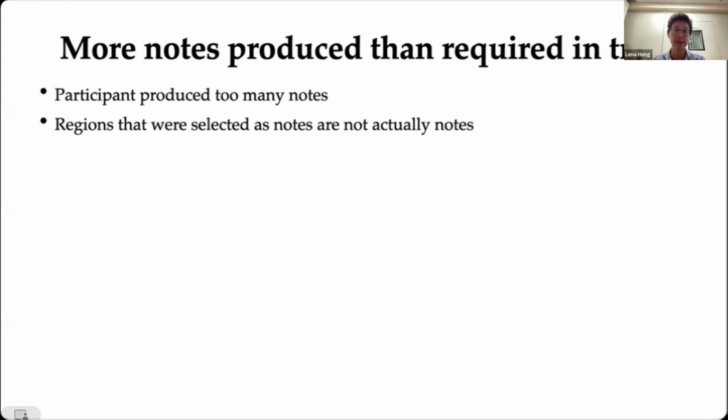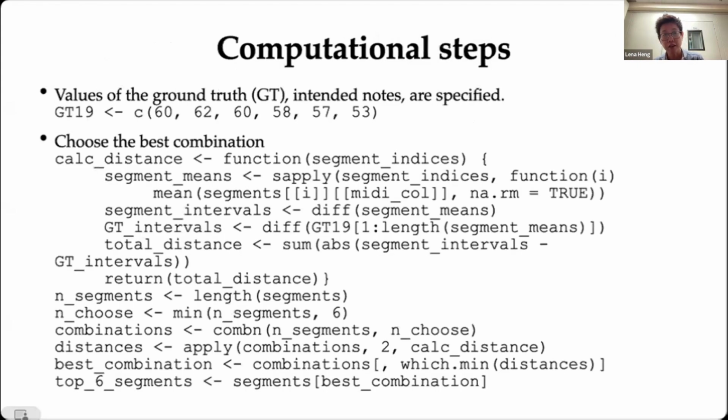So for both these types of cases, we determine the most appropriate notes to use for later scoring. Now, how do we do this? So for each trial, there are certain intended notes. We call it the ground truth. MIDI numbers for the ground truth are specified. The intervals or distance between each note of the ground truth is calculated instead of using the absolute pitch value so that it will work regardless of the octave a participant sang in.